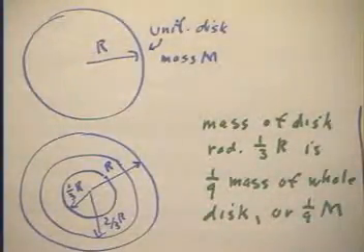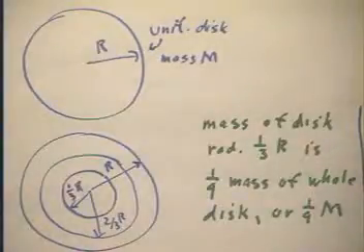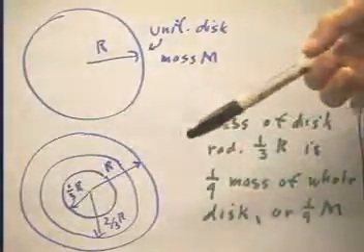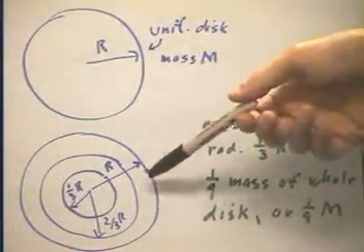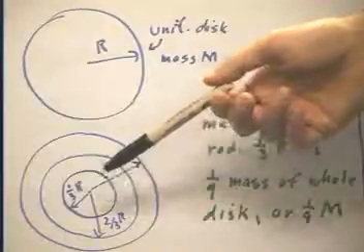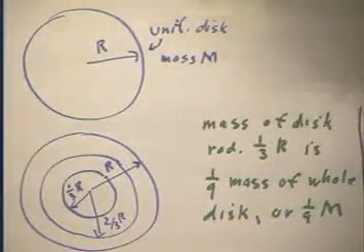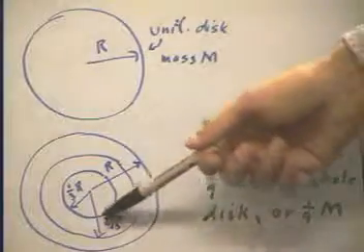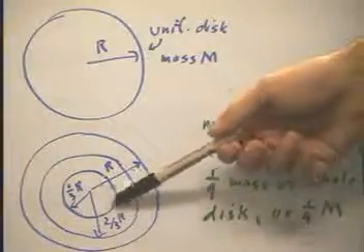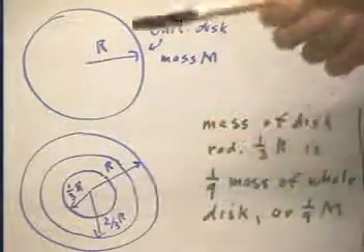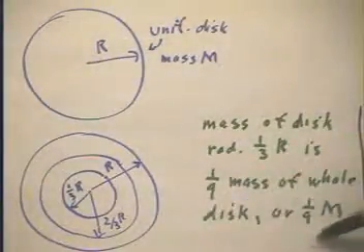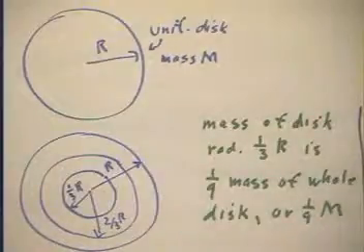Now, by using a little bit of proportionality, we can see that this inner disk, whose radius is 1/3 r, comprises 1/9 of the total area because it has 1/3 the radius, and since area is pi r squared, the area is proportional to the square of the radius. If we square 1/3, we get 1/9. So we've got 1/9 the total area in this inner disk. So the mass of the inner disk, the disk of radius 1/3 r, is 1/9 the mass of the whole disk. We represent that by 1/9 m.